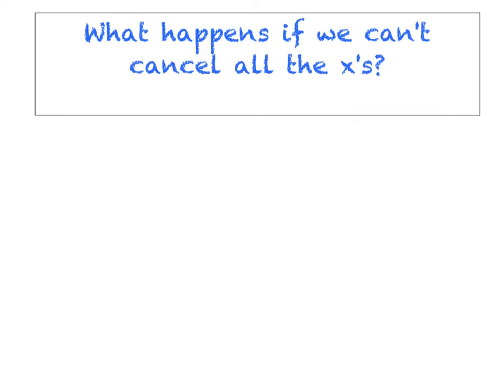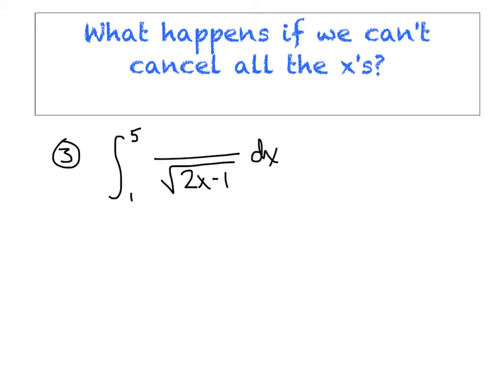Alright, for our next problem, we're going to do almost the same problem as we just saw. I've still got bounds of 1 to 5. I still have radical 2x minus 1 on the bottom. But I'm going to tweak the numerator. I'm going to put an x there instead of the 1 that was there in the last problem. And we're going to address this big question right here: what happens if we can't cancel all the x's? You're probably wondering what I even mean by that. Well, let's take a look.